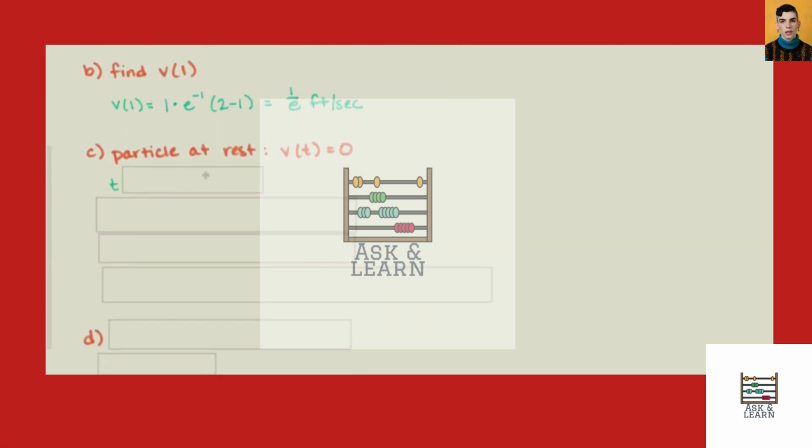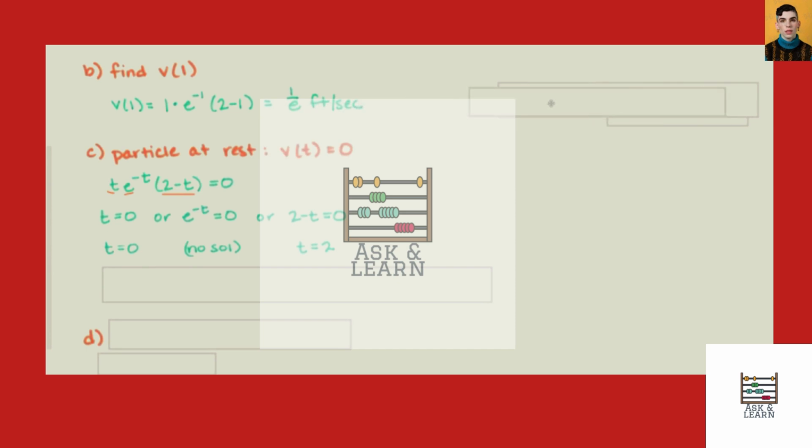So we take the velocity function and we set it equal to 0. We have 3 factors here, so we can set each factor equal to 0 and solve each one. So we have t equals 0, e to the negative t equals 0, and 2 minus t equals 0. When you have e to the negative t equals 0, it has no solutions because exponential functions are only positive. So the only two solutions we get are t equals 0 and t equals 2. So the particle is at rest at time 0 seconds and at time 2 seconds.